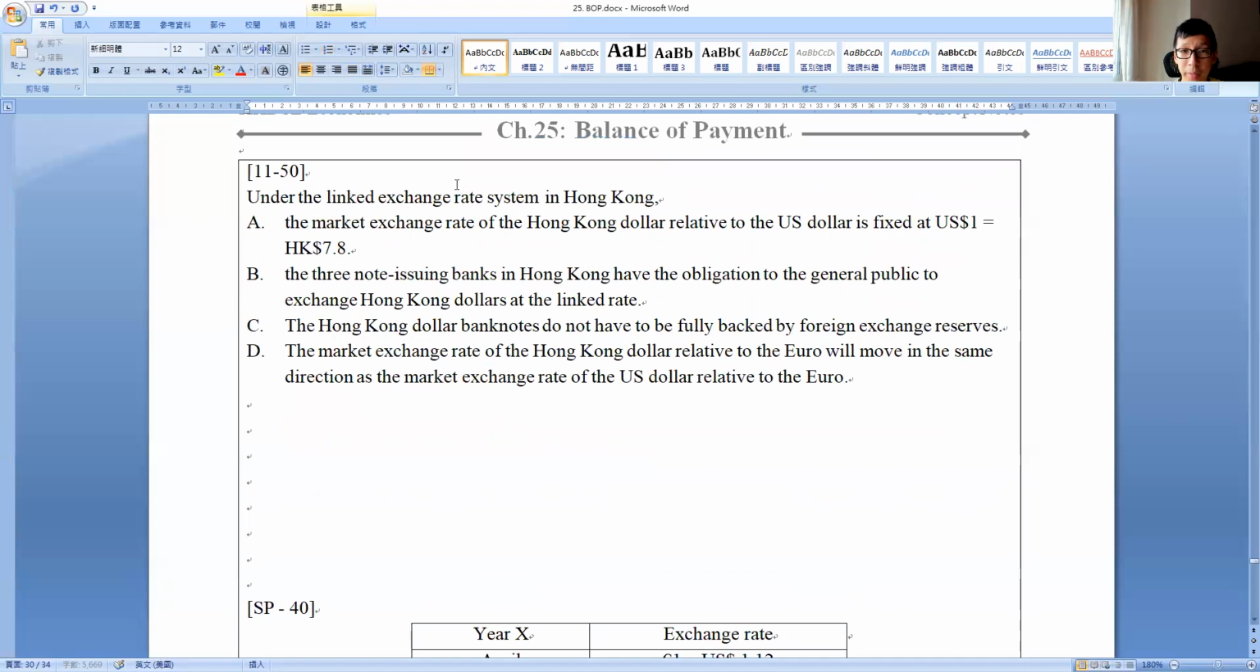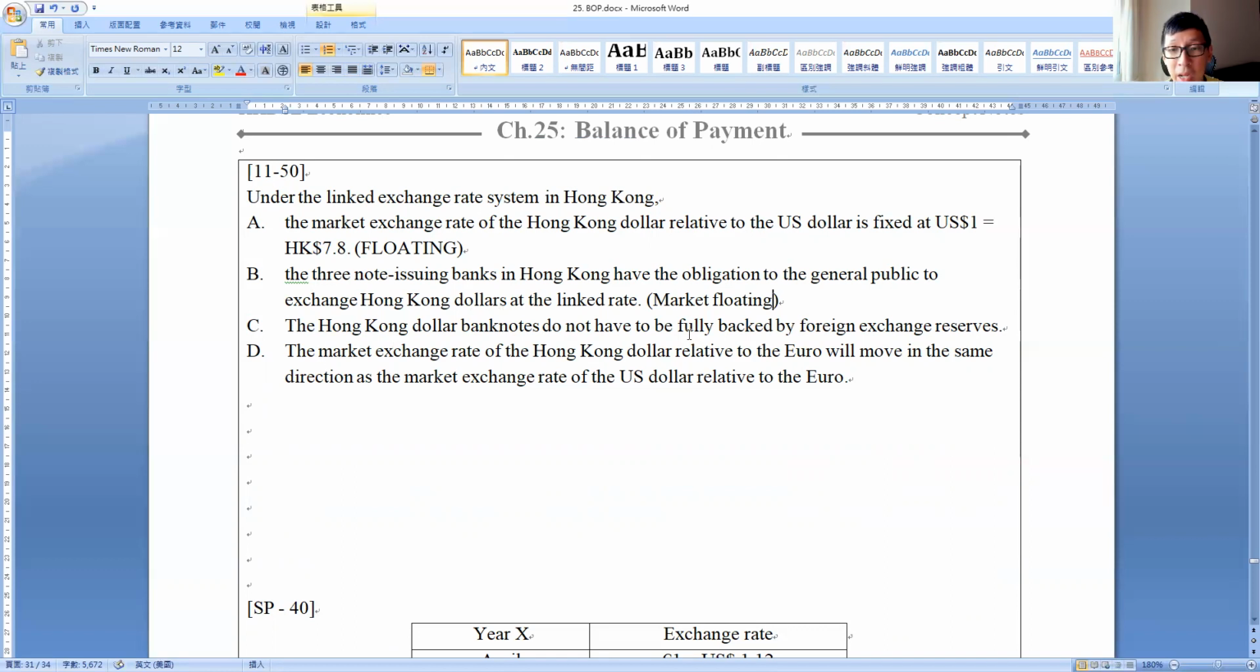Now, under the linked exchange rate system in Hong Kong, now the market exchange rate fixed 唔講啦，講到好多次啦，market floating 啊。Okay, now the free note issuing banks in Hong Kong have the obligation at the linked rate. Remember, we just talked about market is floating. There is no obligation to exchange in the market using 1 to 7.8. 冇責任㗎。Okay, 好啦。C, Hong Kong dollar banknotes do not have to be fully backed. No, it has to be fully backed. So, answer would be D.